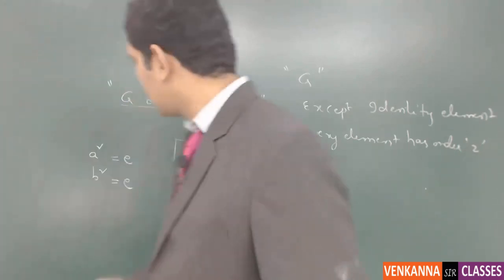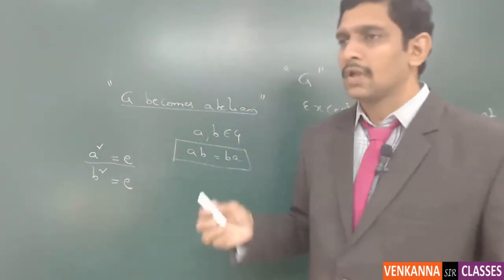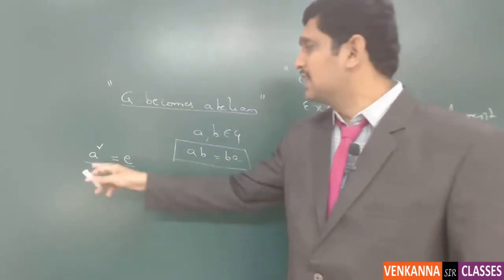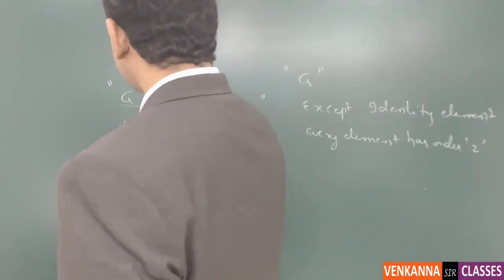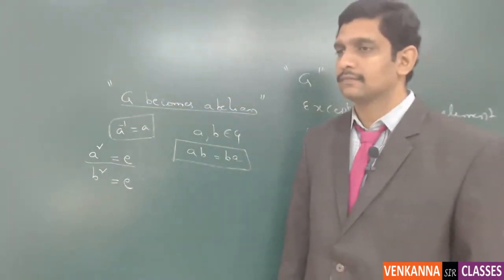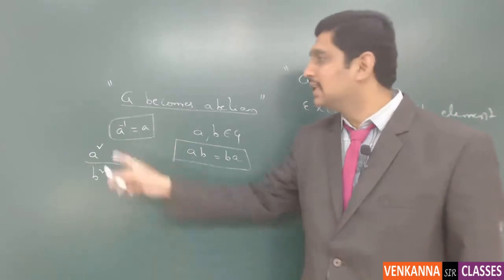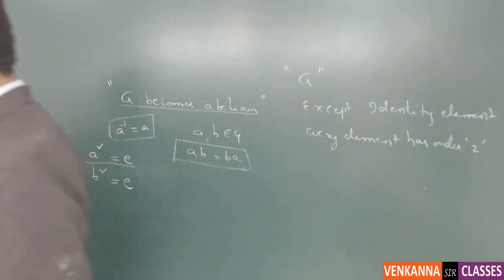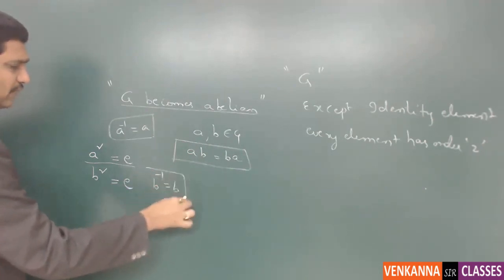Now, from A square equal to E, what we can say? You observe the property and definitions of identity element, inverse of an element. If A square is equal to E, can we say that the inverse of A is nothing but A itself? If A has order 2, from this can we say that inverse of A is nothing but A itself, everyone? Right. Similarly, the inverse of B is nothing but B itself.